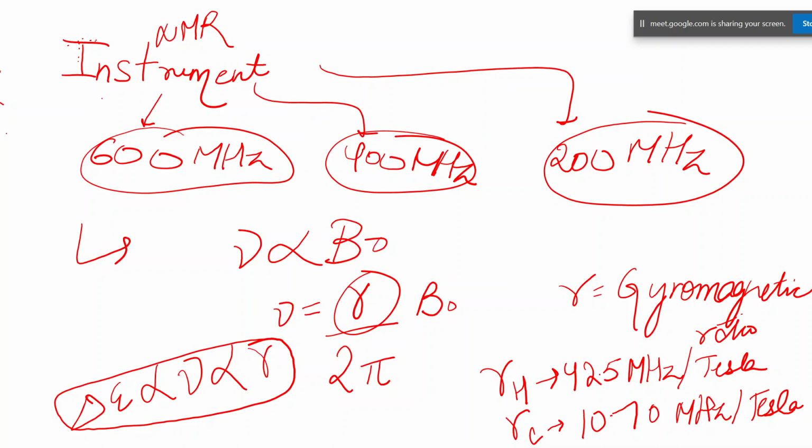Yes, ma'am. Can you state the gyromagnetic ratio? Actually, the gyromagnetic ratio is the ratio of magnetic moment to its angular momentum. And just remember, for proton and carbon only, the gyromagnetic ratio of proton is 42.5 and for carbon it's 10.70.